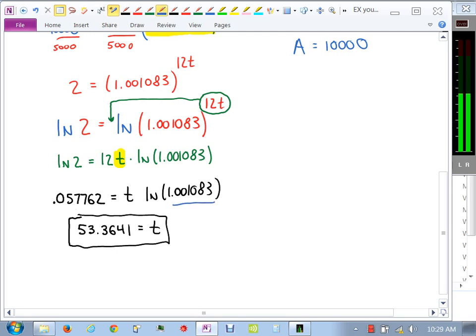What? Yes? I did this right here. I divided by natural log of 1.00. It goes away over here, but then I take that and divide it by natural log of 1.001083. And that's how I got to 53. I did do the natural log on my calculator. Or did you not get 53? Okay, take that number and divide both sides by that number. So take your 0.057762, divide it by that answer. Okay, what do you think?